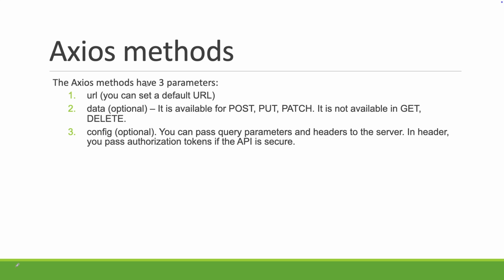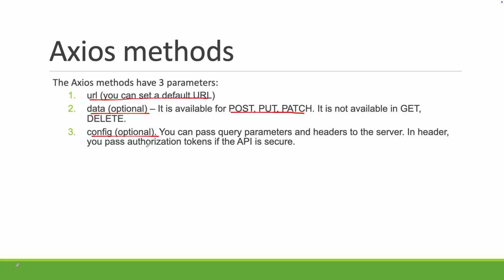Axios methods have three parameters. The first is the URL; we can set a default URL. The second is data, which is optional and available only for post, put, and patch, not for get or delete. Config is also optional. We can pass query parameters and headers to the server side.